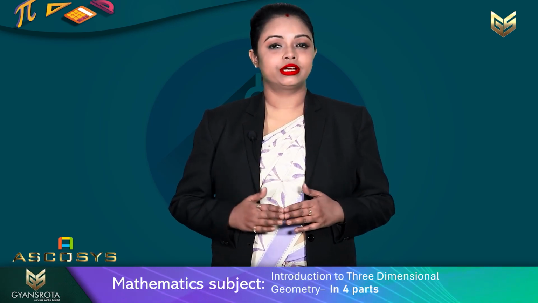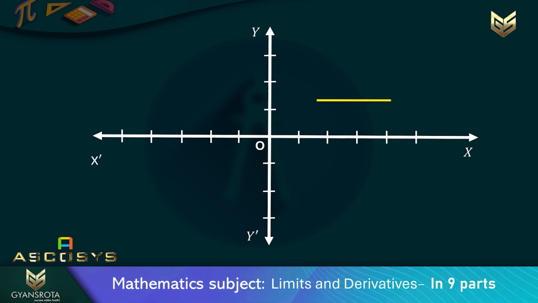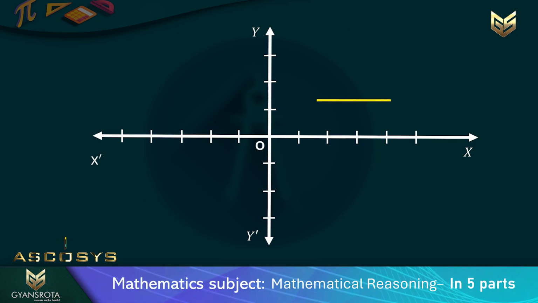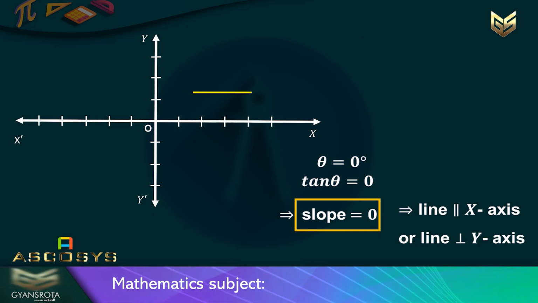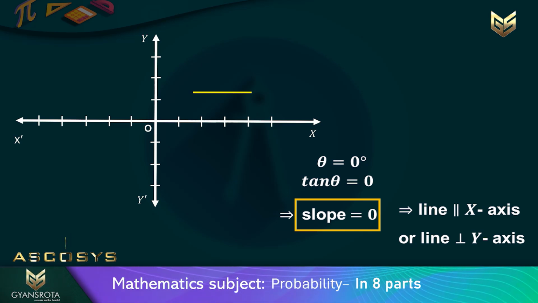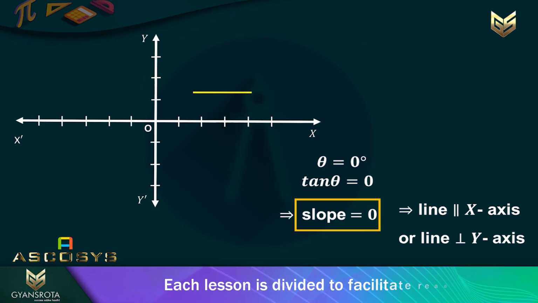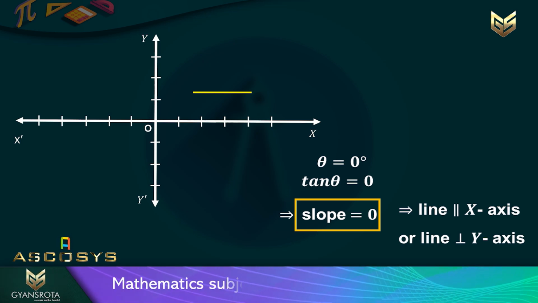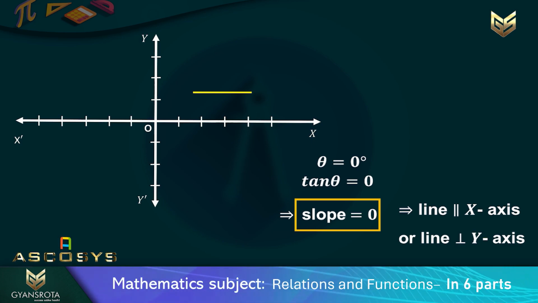Now let us study one more condition on theta. So again you have your x-axis, the y-axis and you have a line L where the angle between the line and the positive direction of x-axis is 0 degrees. So that means if theta is 0 degrees, what will happen to your tan theta? It will become tan of 0 degrees. And what is tan of 0 degrees? That is 0. That means the slope will also be 0. So whenever the slope is 0, it should automatically come to your mind that your line is parallel to the x-axis as you can see in your diagram. Or you can also say that your line is perpendicular to the y-axis.